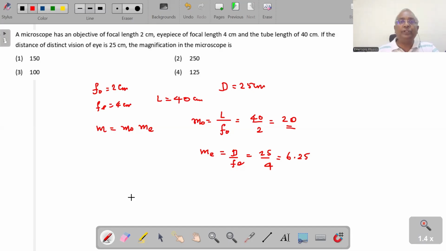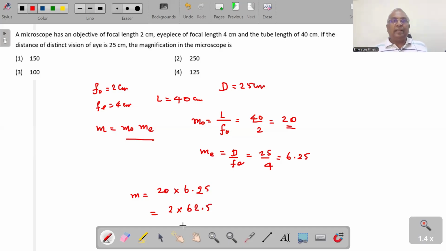Now we will multiply both. Total magnification equal to MO into ME is 20 into 6.25. When you multiply 2 into 62.5, the answer is 125. So 125 is the correct answer.